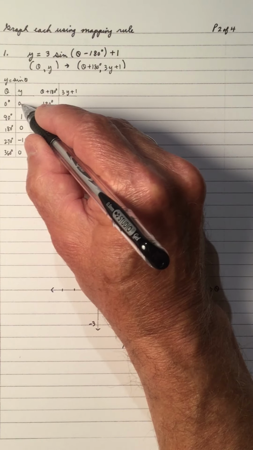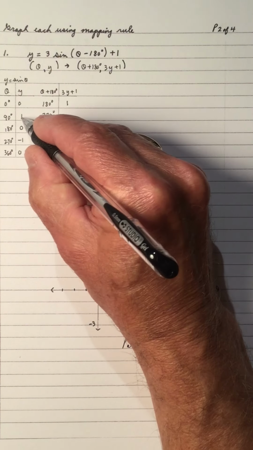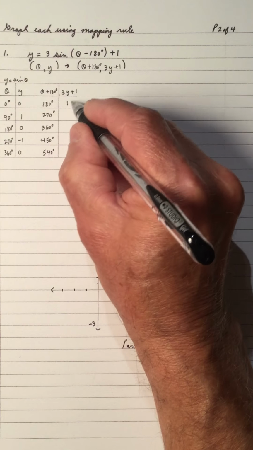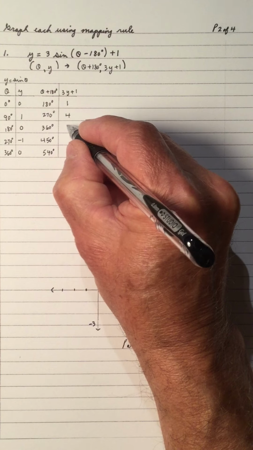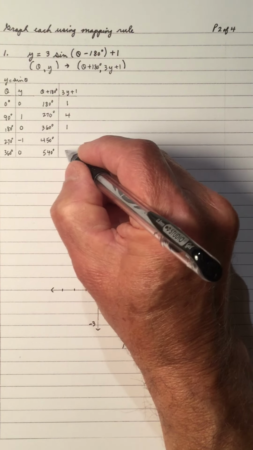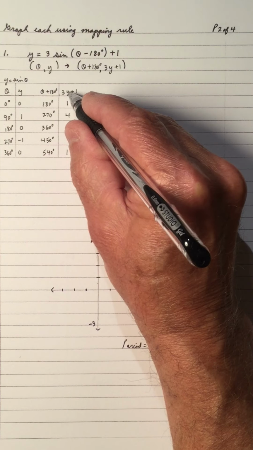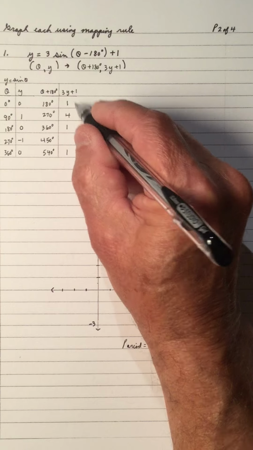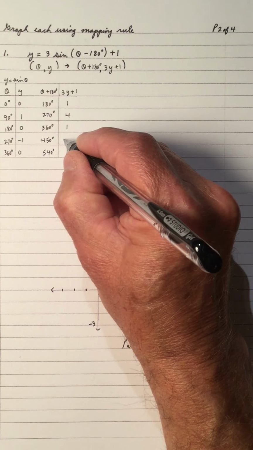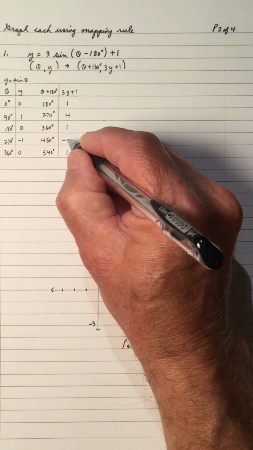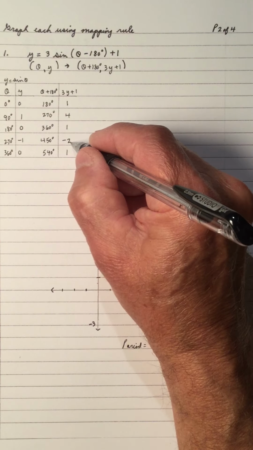Now we'll sub in the y value, 0 into here. 3 times 0 is 0, plus 1 is 1. Put a 1 in. 3 times 1 is 3, plus 1 is 4. And put a 0 in, which we did up here, so we automatically get a 1. Now let's do the negative 1. 3 times negative 1 is negative 3, plus 1 is negative 2.